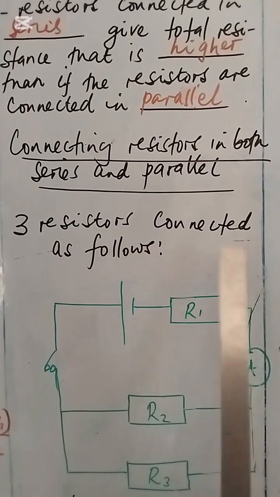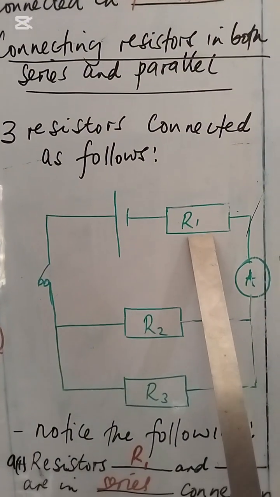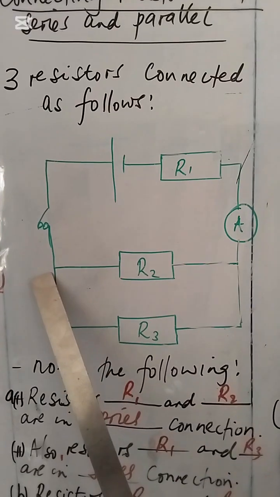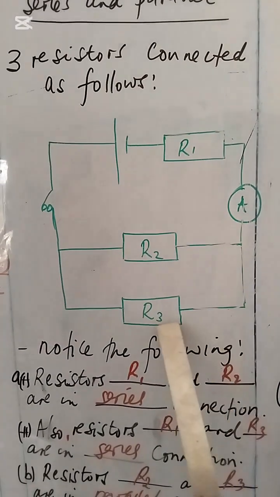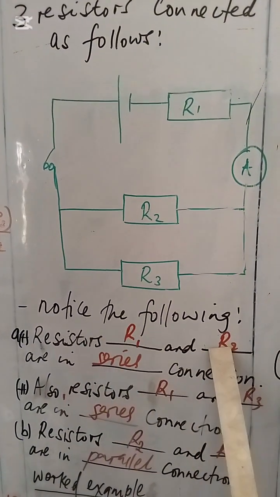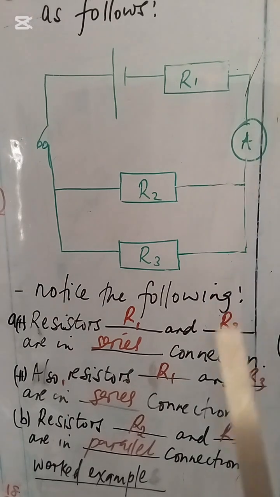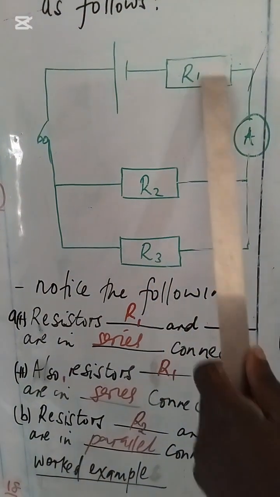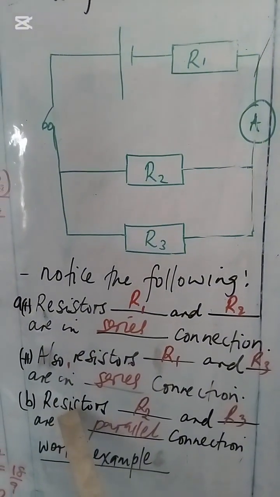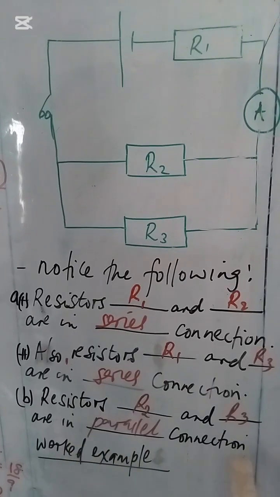3 resistors connected as follows. Look at one. R1 is in series with R2, and R1 is also in series with R3 as given by these notes. R1 and R2, they are in series. Then R1 and R3, they are in series. Then only resistors R2 and R3 are in parallel connection.